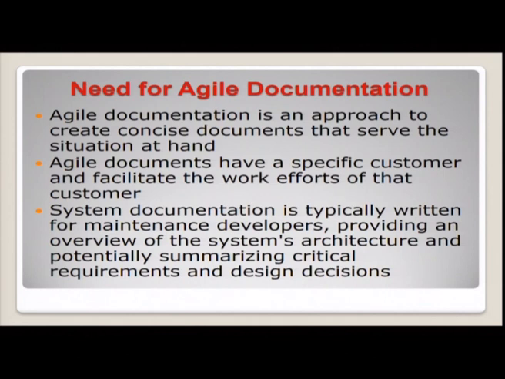So, let us see where are the places wherein the documentation is needed, and let us have a look at the need for Agile documentation. The Agile documentation is an approach to create concise documents that serve the situation at hand. Agile documents have a specific customer and facilitate the work efforts of that customer. The system documentation is typically written for maintenance developers, providing an overview of the system's architecture and potentially summarizing critical requirements and design decisions. So, only in these places we go in for this Agile documentation.